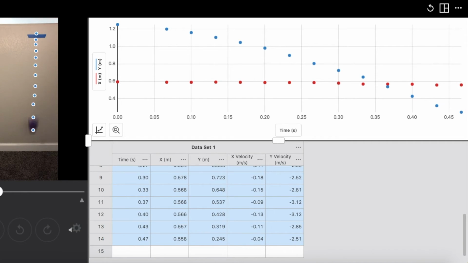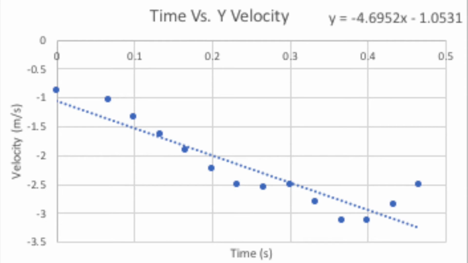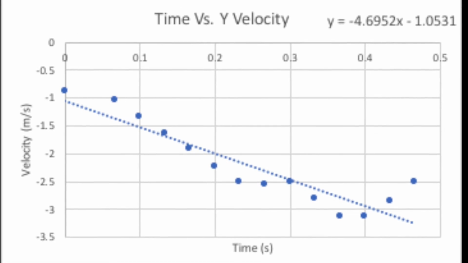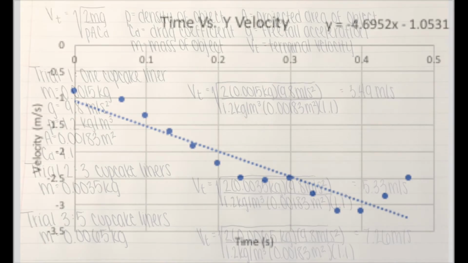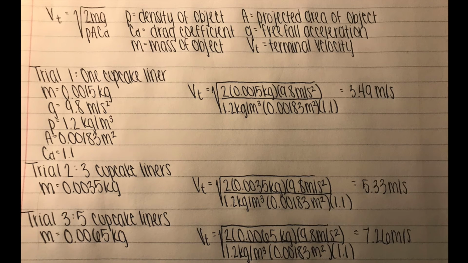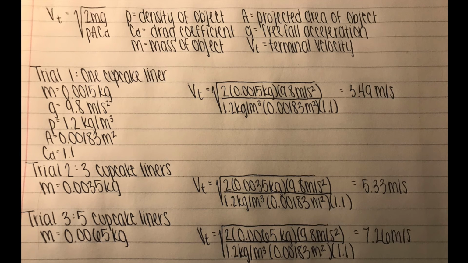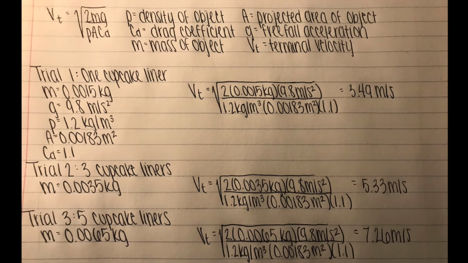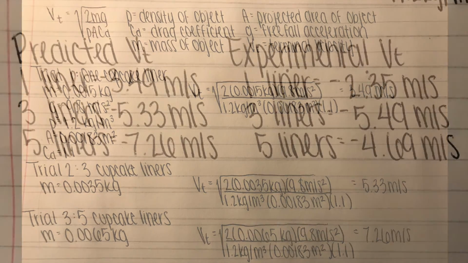In the end, the graph showed an experimental velocity value of negative 4.6952 meters per second. For each of the trials, we calculated the predicted terminal velocity values for the cupcake liners. We used the equation at the top left and filled in numerically with the data we had to obtain the 3 predicted values. At this step, we had to pay close attention to the units as everything had to be the same in order to cancel out at the end to get meters per second.